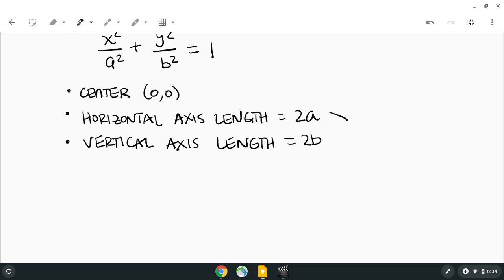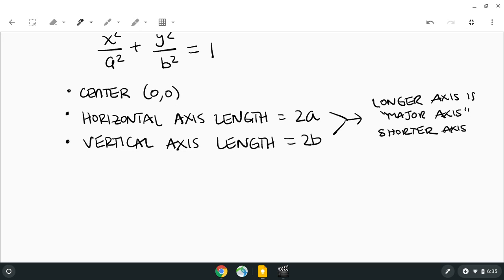One thing over here: we have these two axes, the horizontal axis and the vertical axis. The longer of the two, the one with the larger denominator, is the major axis, and the shorter one is the minor axis.